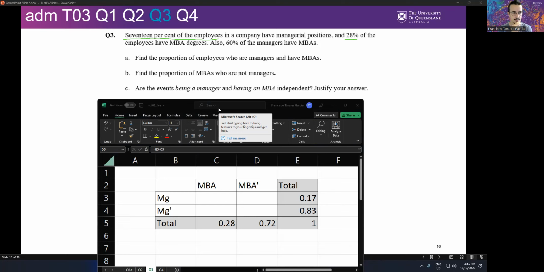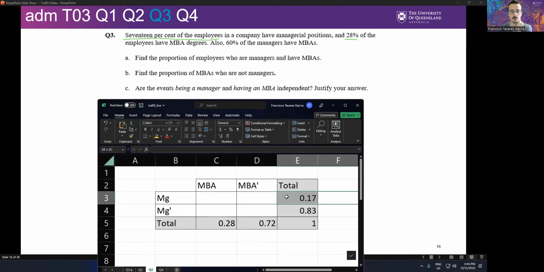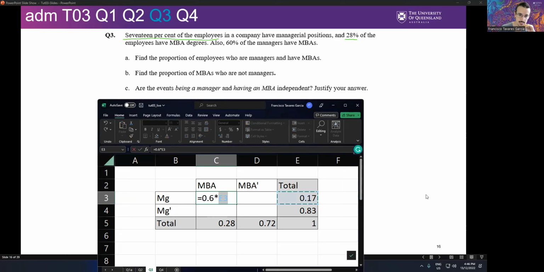Yeah, good job, guys. Exactly. We're only talking about the ones who have a managerial position. So we're only talking about this line. And the total of this line is 17%. And 60% of it also have an MBA. So this one here equals 0.6 times this guy. Enter. Therefore, what comes in the other cell here for this?